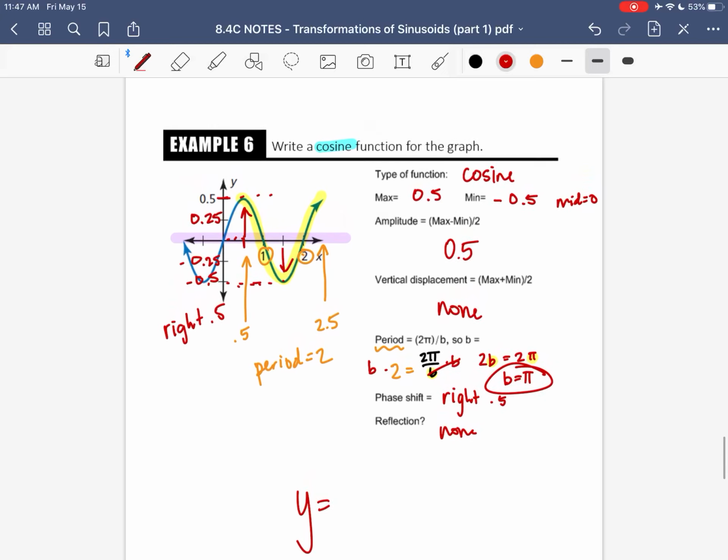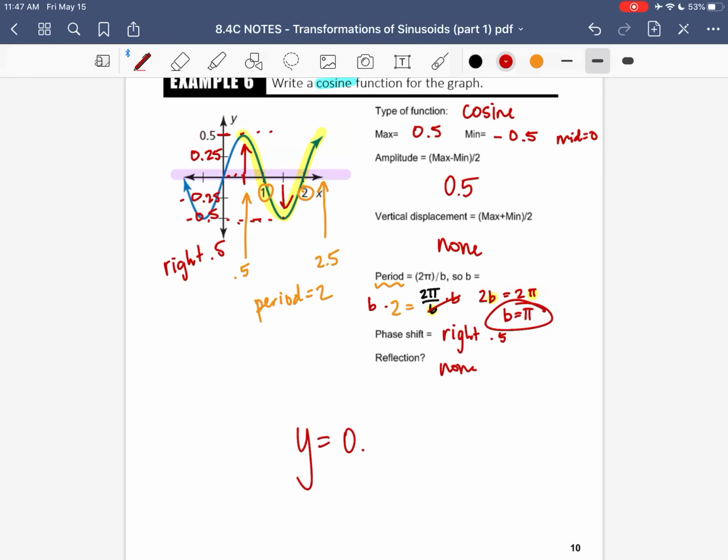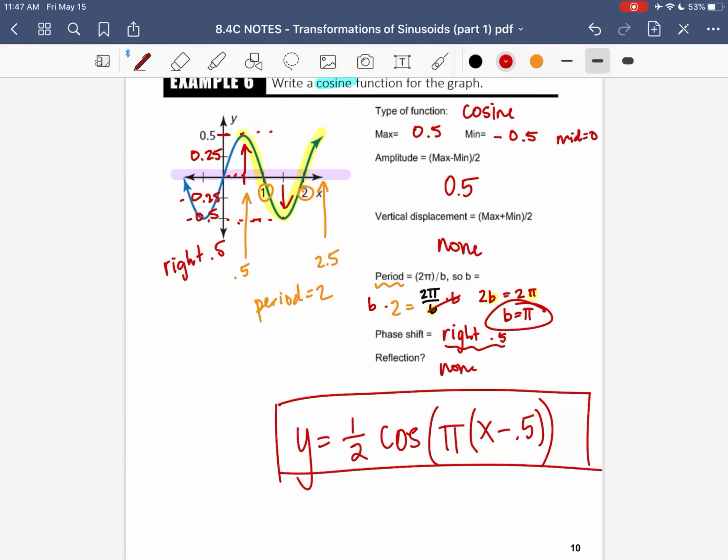So our final thing is going to be y equals, look for our amplitude, 0.5. So you can do 0.5, or if you wanted, you could do 1/2. I like fractions more, so I'm going to do 1/2. And we're doing a cosine, so cosine. All right, did we change the period? Yes, we have that b is pi. And then x, we need to go right 0.5, so I need a minus 0.5 in there. And we didn't go up or down, so that's everything that's left there.